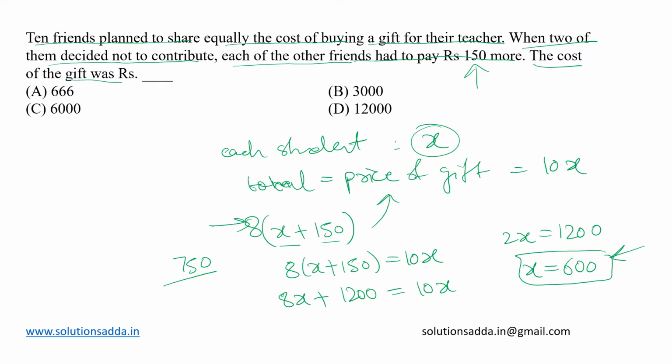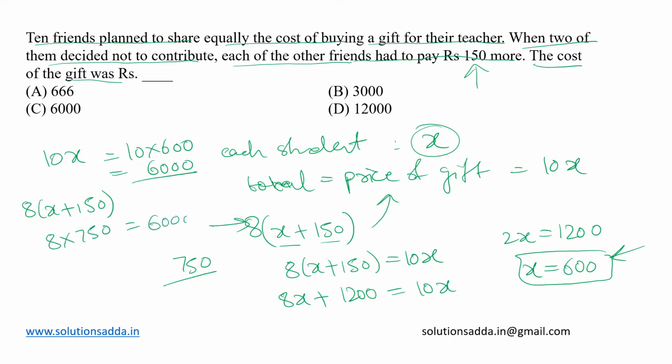So we have two ways to calculate the cost of the gift. Either we can do 10X or we can do 8 times (X plus 150). Both will give the same result, which will be 10 times 600 equal to 6,000 rupees. From here also we can get 8 times 750, which is also 6,000 rupees. So that is the price of the gift. Option C.